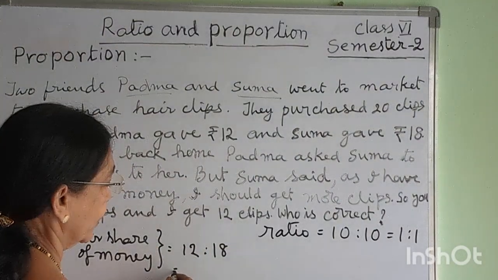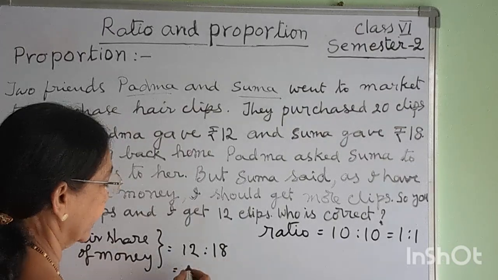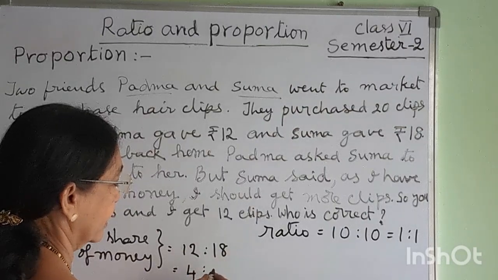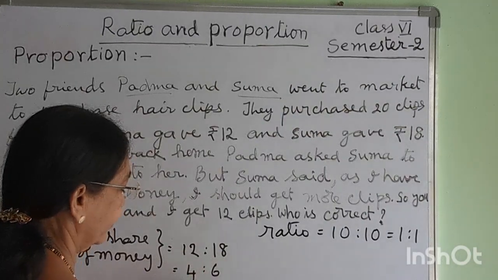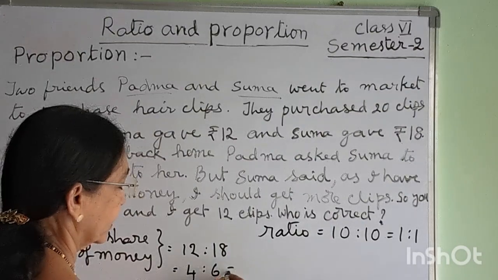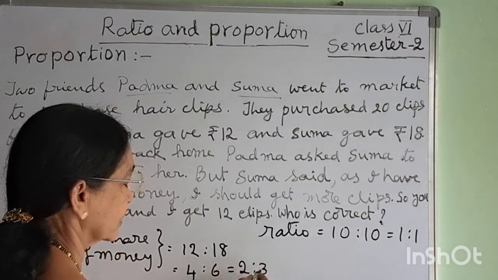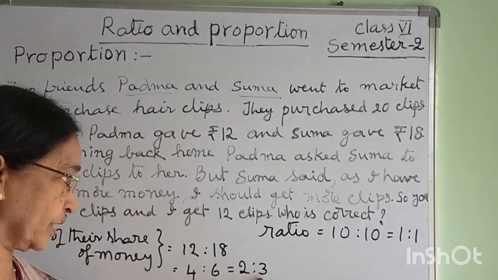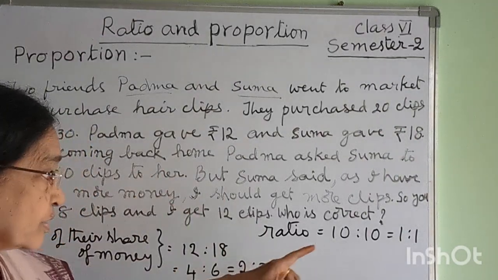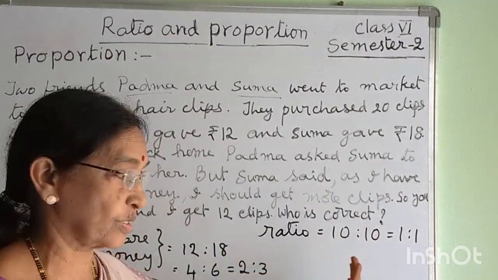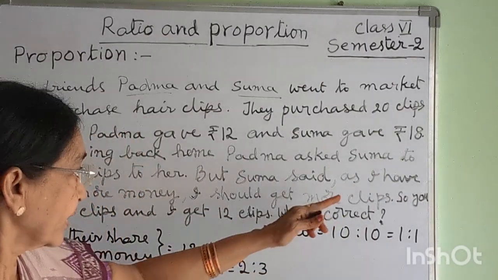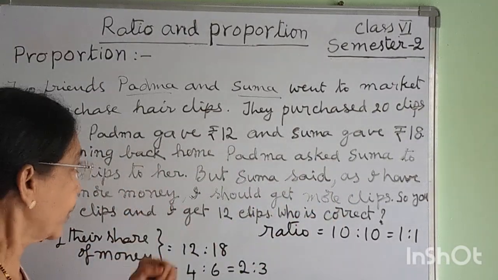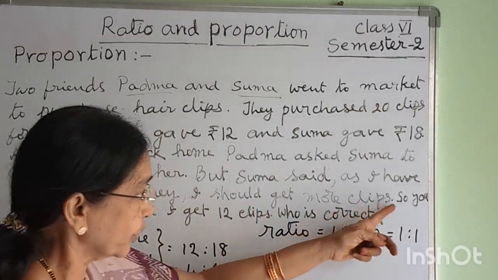That is equal to, both are divided by 3, 4 and 6. Again we can divide both by 2. That is equal to 2 twos and 2 threes. Therefore, the ratio of the money they shared is 2 is to 3. But Padma asked to share 1 is to 1. So she is wrong. But Suma said, as I have given more money, I should get more clips.